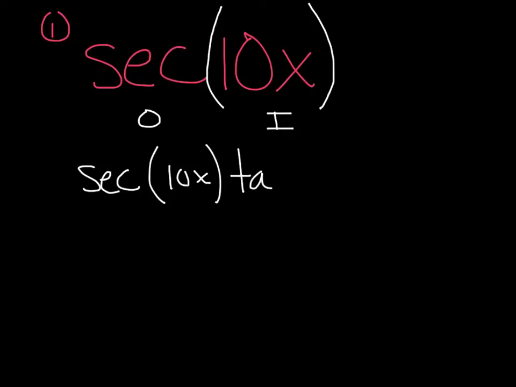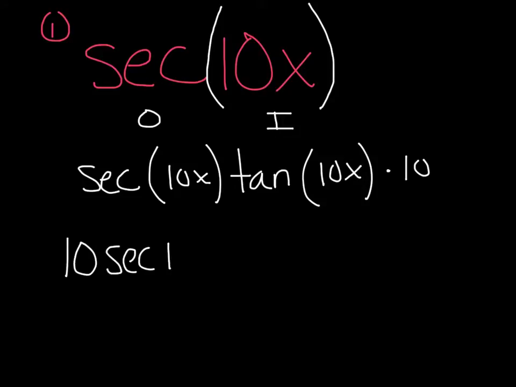Tangent, keep the inside. Times the derivative of the inside. The derivative of 10x, of course, is just 10. So I would pull this out as 10 secant 10x tangent 10x. Lots of self-talk. Remember, keep the inside.